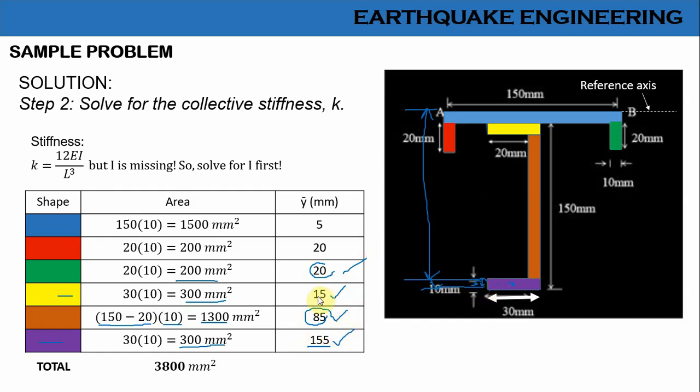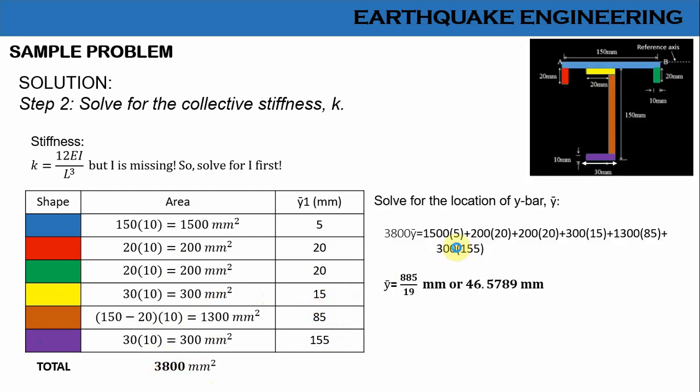Okay, and we need to get the total area. When you add everything, it's 3,800 square millimeters. Now, for the location of the y-bar, this y-bar is your total y-bar, like where the centroid is located. Okay? So where is it?